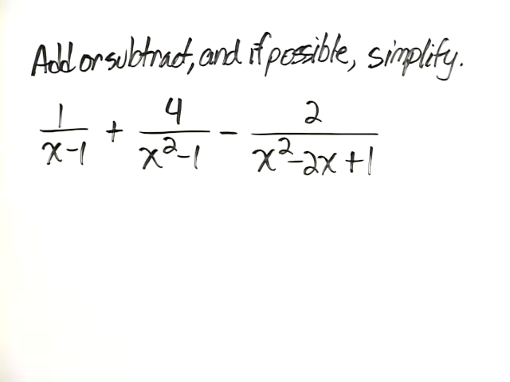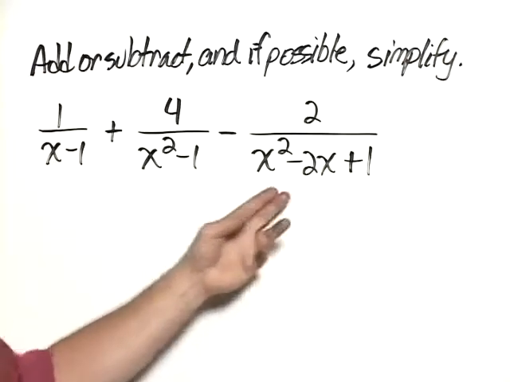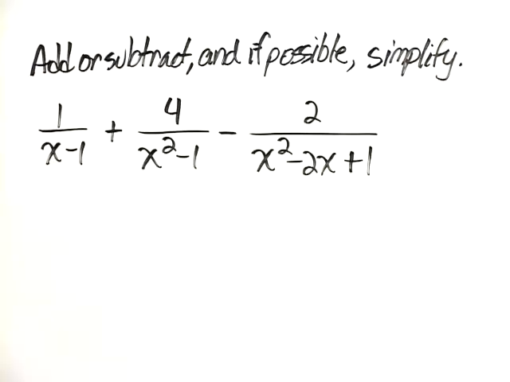Add or subtract, and, if possible, simplify. 1 over x minus 1 plus 4 over x squared minus 1 minus 2 over x squared minus 2x plus 1. In order to add and subtract, we have to have the same denominator. That would be the least common denominator, or LCD.